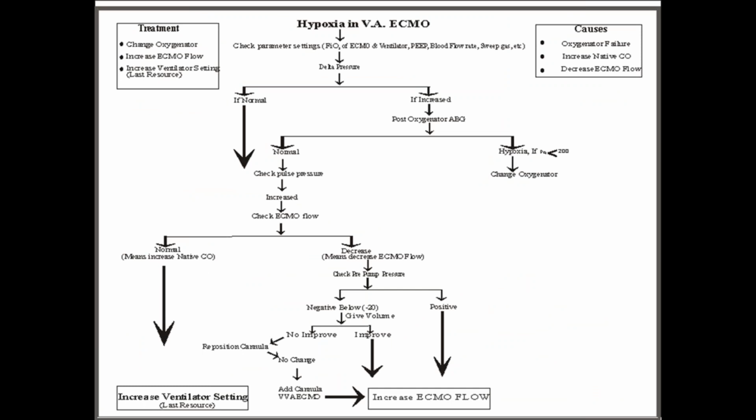Similarly, for hypoxia in VA ECMO, you have to check the delta pressure. If the delta pressure is fine, then your native cardiac output is increasing, so you increase the ECMO flow. And if you have to increase the ECMO flow, again you have to check whether the pre-pump pressure is negative or positive. If it is more negative, then you have to give fluid and then increase the flow.